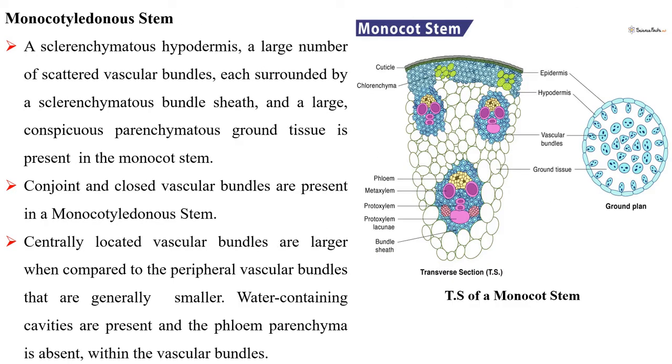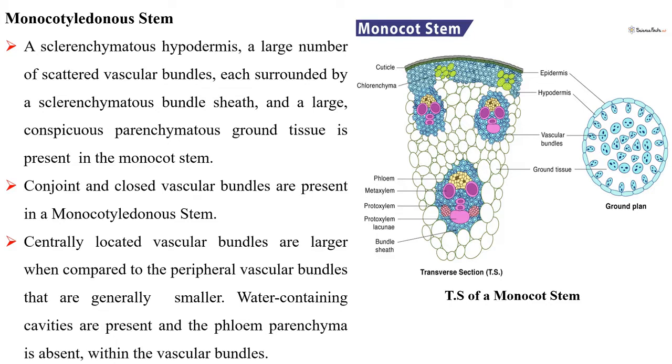Monocotyledonous stem. A sclerenchymatous hypodermis, a large number of scattered vascular bundles, each surrounded by a sclerenchymatous bundle sheath, and a large conspicuous parenchymatous ground tissue are present in the monocot stem. Conjoined and closed vascular bundles are present in a monocotyledonous stem.